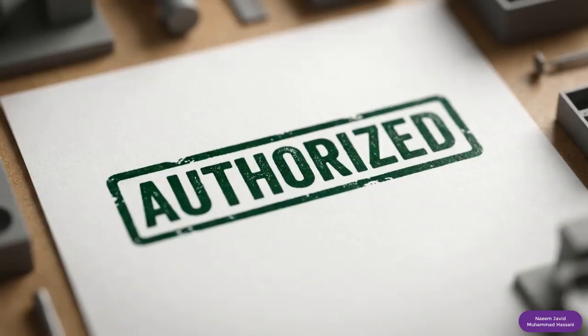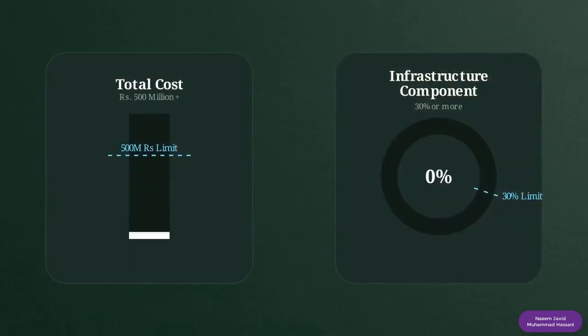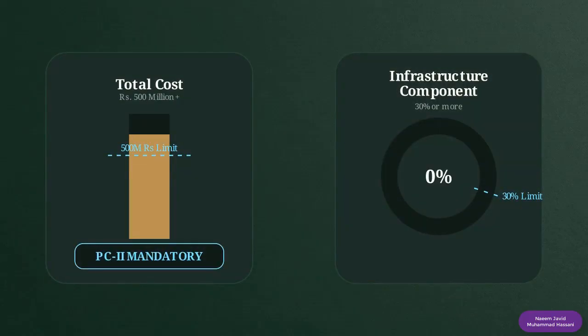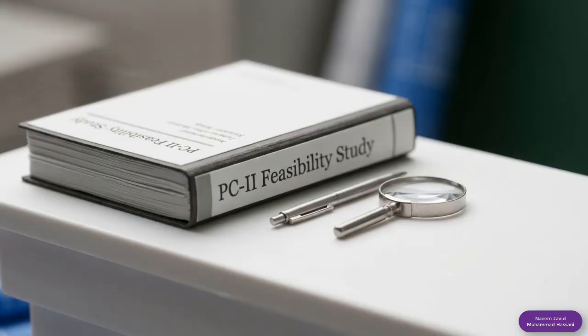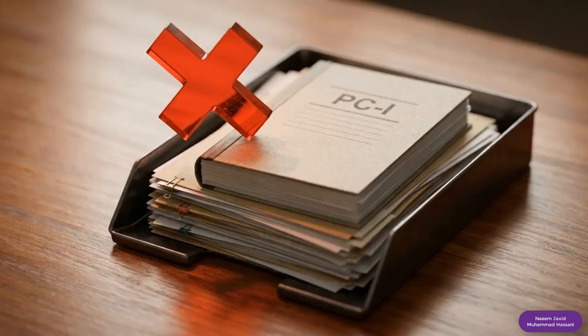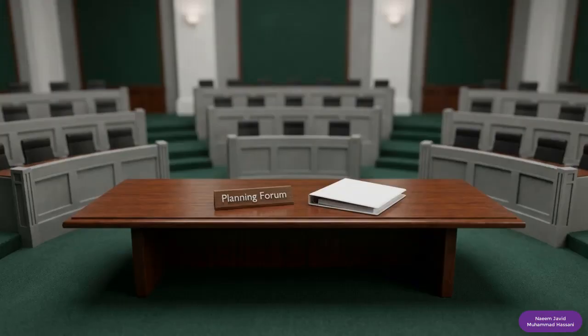This clearance serves as your official authorization to initiate project preparation. For projects exceeding 500 million rupees, or those where infrastructure accounts for 30% of the cost, a completed PC2 feasibility study is also mandatory. Attempting to submit a PCI without these core prerequisites results in immediate rejection by the planning forums before the evaluation ever begins.